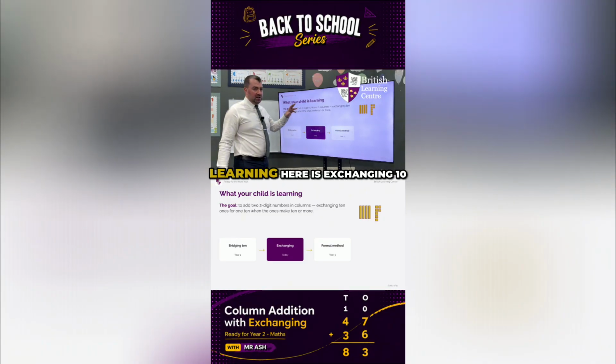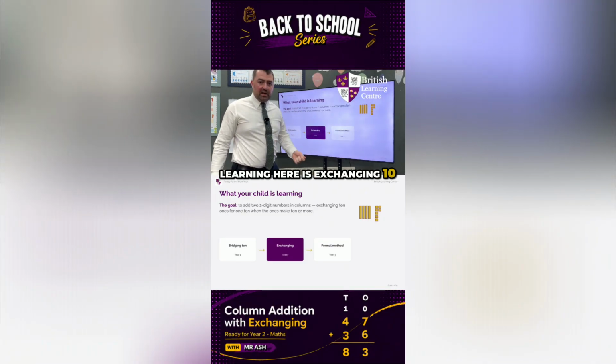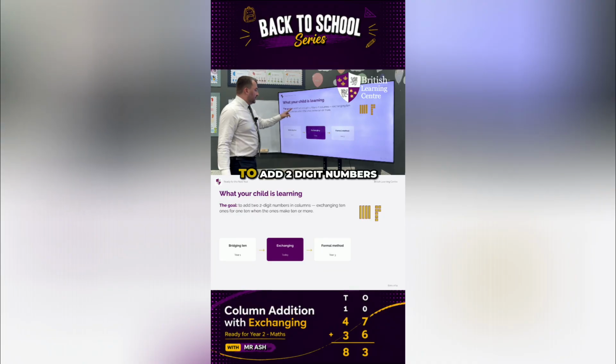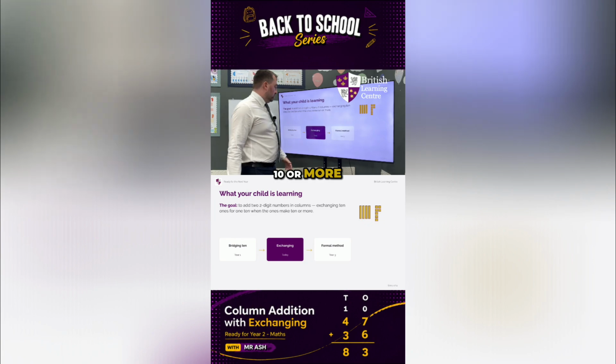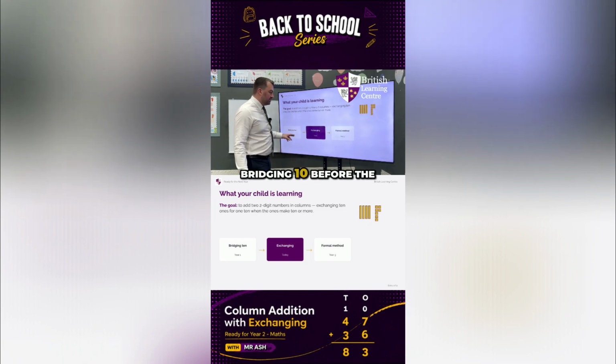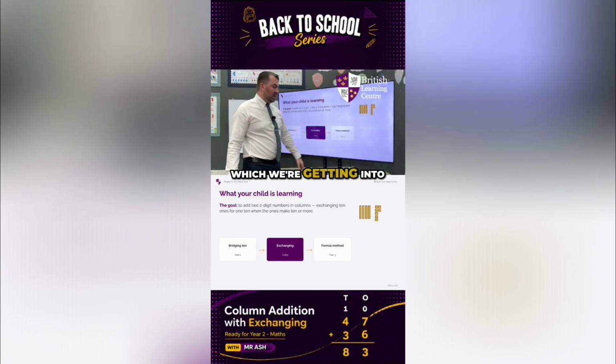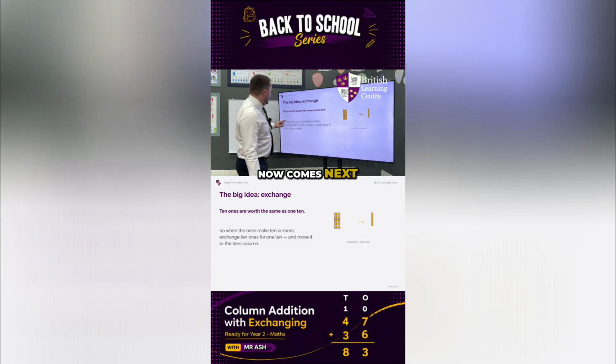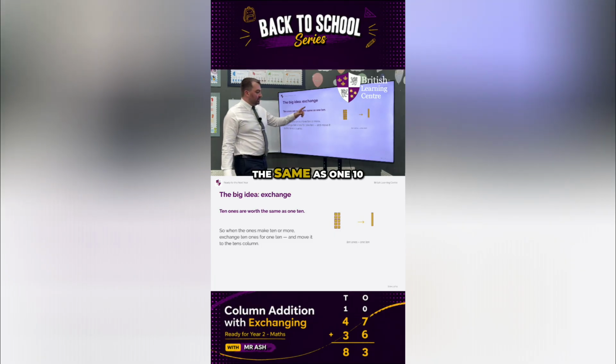Now what your child is learning here is exchanging 10, okay? So to add 2-digit numbers in columns, exchanging 10 ones for 1 ten when the ones make 10 or more, okay? Bridging 10 comes before the formal method, which we're getting into now. 10 ones are worth the same as 1 ten.